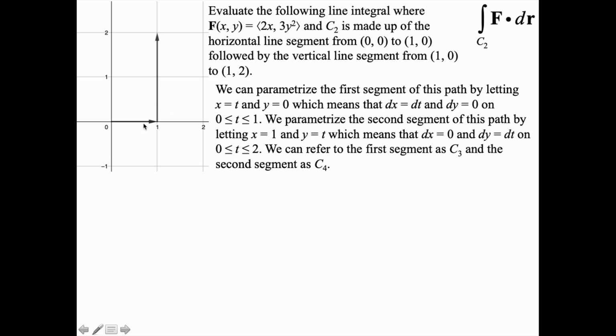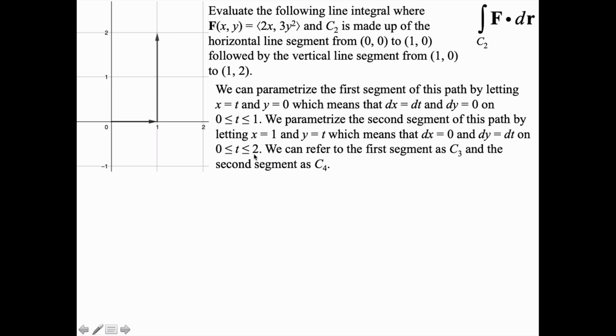We're also going to parameterize the second segment from (1, 0) to the point (1, 2). If we let y equal t, y is going to vary from 1 to 2, so t is going to vary, not from 1 to 2, but from 0 to 2. And we will let x equal 1 because x is not changing in this case. X is fixed at 1 as we go along this segment. So that means that dx equals 0, dy equals dt, because we let y equal t on the interval from 0 to 2.